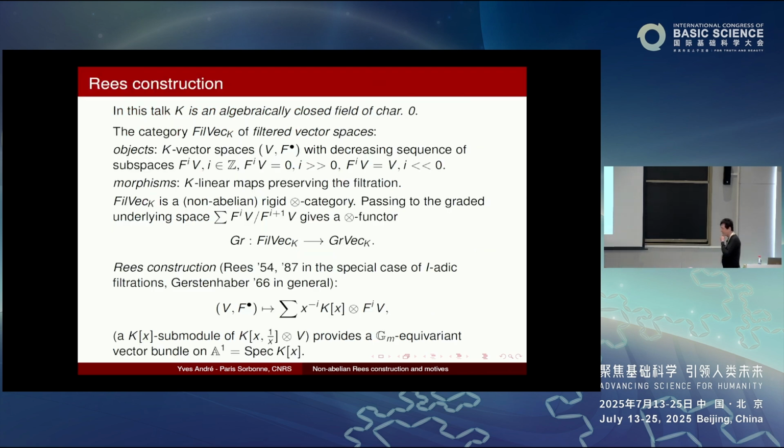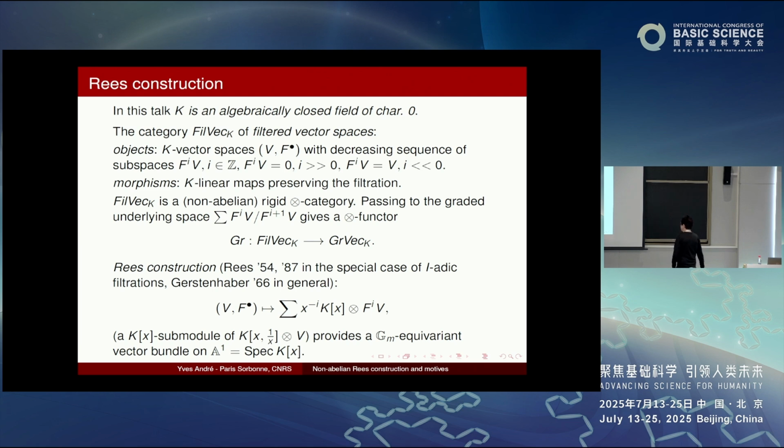Okay, in this talk, for the whole talk, K will be an algebraically closed field of characteristic 0. And the classical Rees construction deals with the category of filtered vector spaces over K, where the objects are K-vector spaces with decreasing sequence of subspaces, which is separated and exhaustive. And the morphisms are just K-linear maps which preserve the filtration. So this is a rigid monoidal category, which is non-abelian.